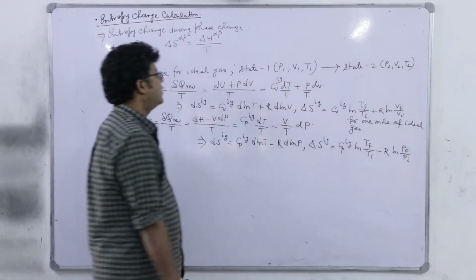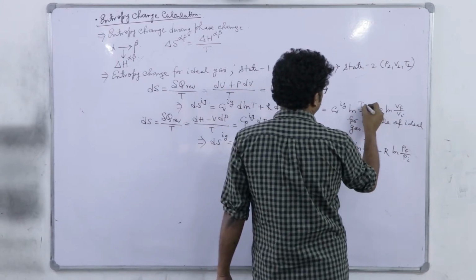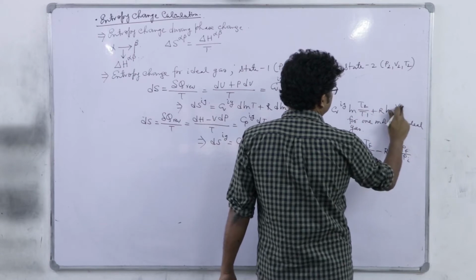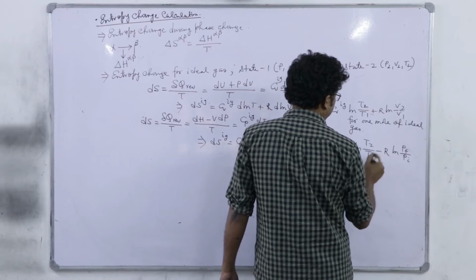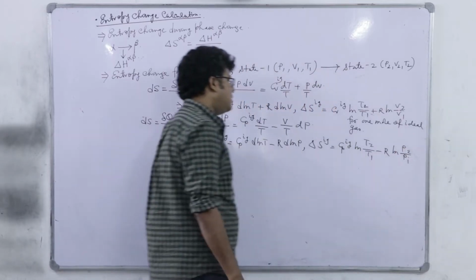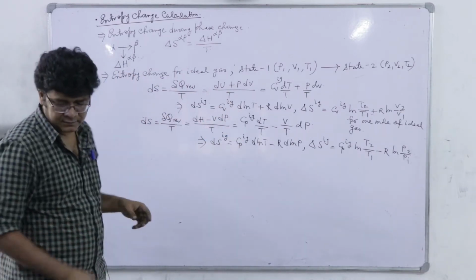Right. Or rather, I have done it wrong. It should be T2 by T1, right? And here V2 by V1, here T2 by T1, here P2 by P1. So, these are the two expressions for entropy change in case of ideal gas.